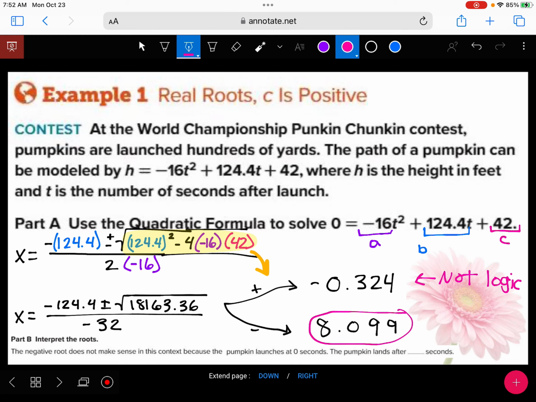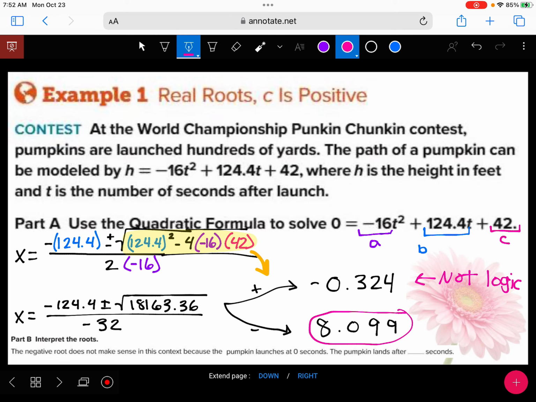So occasionally on things like story problems, it's just a matter of, does it make sense for the negative answer to be a thing? And if it's a location, maybe we can make the argument about going backwards. If it's time, you just made a time traveling pumpkin. Wow, cool. Not a thing.